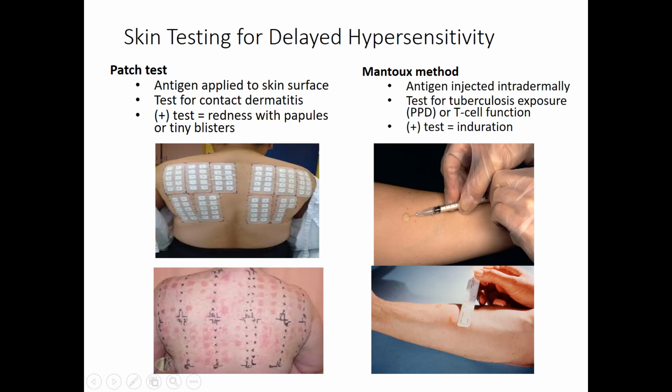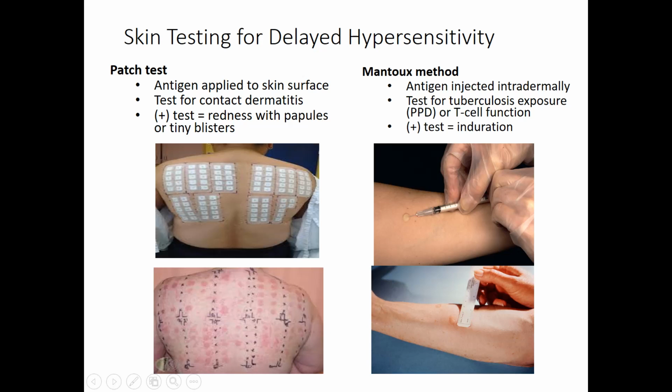They read it at 2 days, but they can actually go as early as 6 hours. You can start to see a reading, and as late as say 5 or 6 days, maybe 120 hours or so, you can still have a positive test.